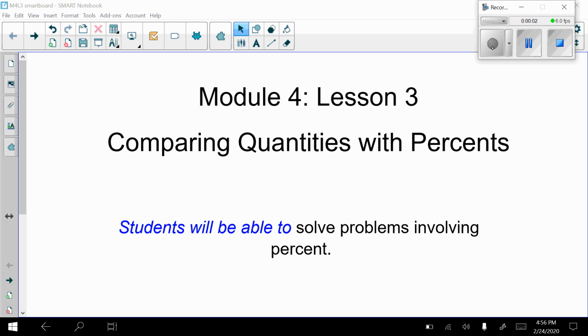Hi everybody, Module 4, Lesson 3, Comparing Quantities with Percents. Students will be able to solve problems involving percent.